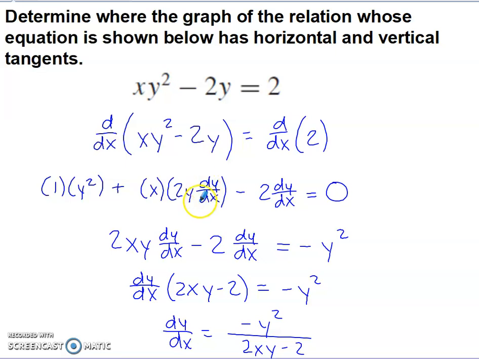Two of those three terms do contain dy/dx. I'm going to leave those on the left side of the equal sign. This y squared term, I'm going to subtract from both sides so that I don't have any terms that are without dy/dx on the left. And then what I can do is factor dy/dx out as a common factor from those terms that remain on the left. And then to totally isolate dy/dx, I'm just going to divide the right side of the equation by this quantity that we're left with after dy/dx has been taken out as a common factor. We have our derivative. Next task, where do we have horizontal tangents?